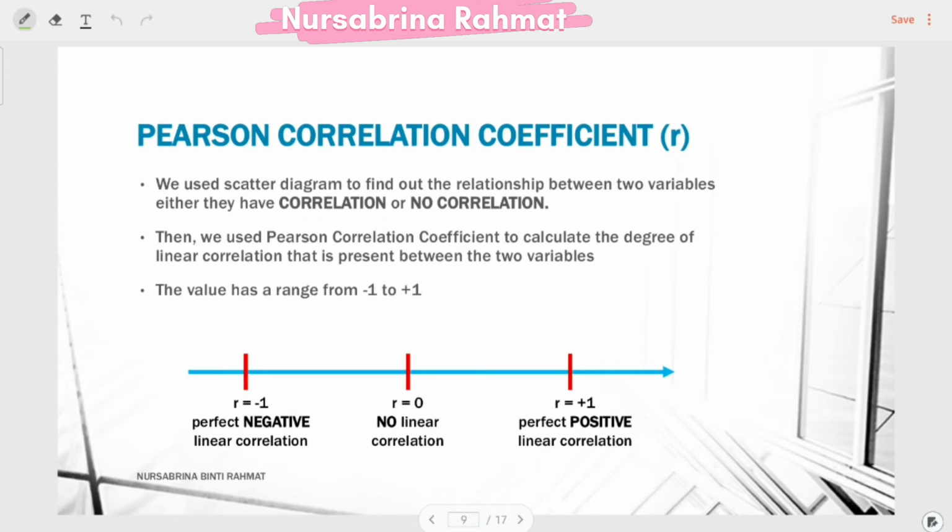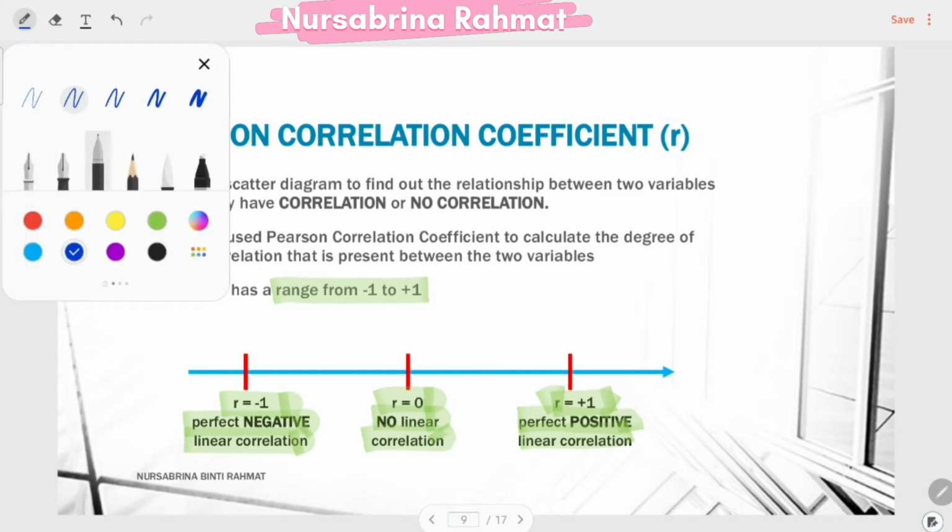Okay, so let's learn more about the Pearson Correlation Coefficient. We use a scatter diagram to find out whether the two variables being studied are related or have correlation, either positive or negative. But to confirm the type of correlation, we use coefficient calculation. The first one is the Pearson correlation coefficient. This coefficient has a range of values from negative 1 to positive 1. Negative 1 means a perfect negative linear correlation. If r equals 0, there is no linear correlation. If r equals positive 1, it is a perfect positive linear correlation.